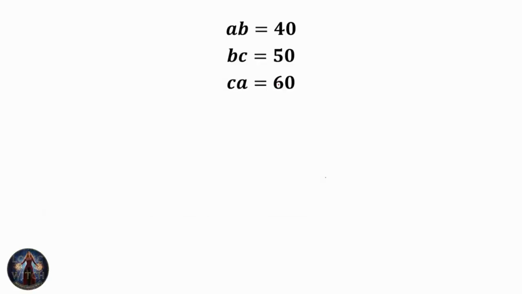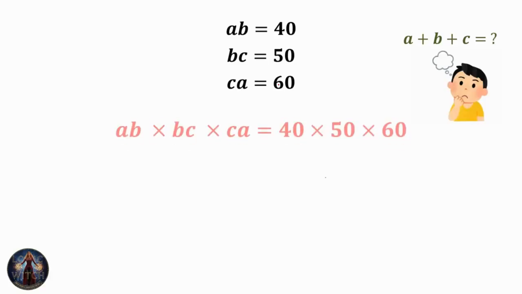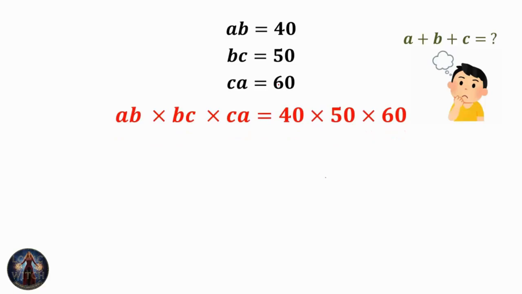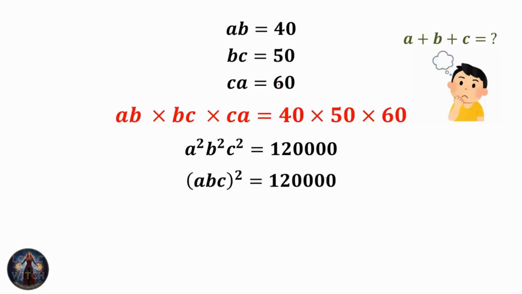We are given ab, bc and ca. So what can we do? Hmm, we can multiply these terms. On multiplication, we can rewrite the expression as ab into bc into ca on the left hand side and 40 into 50 into 60 on the right hand side. On simplification, we'll get a square b square c square is equal to 120000.